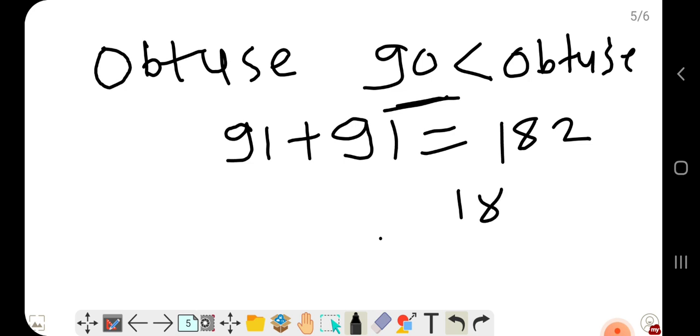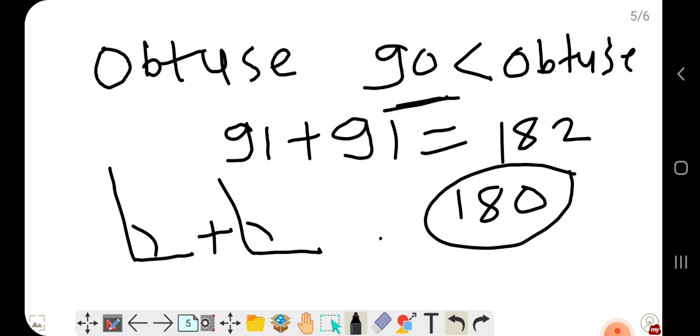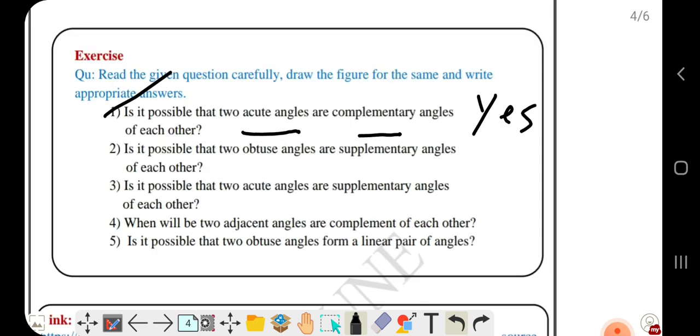To be supplementary angles, the sum should be 180 degrees. So if we take two angles of 91 and 91, the addition of these two angles will be more than 180. That's why the answer is no, it is not possible to be supplementary angles if the two angles are obtuse angles.